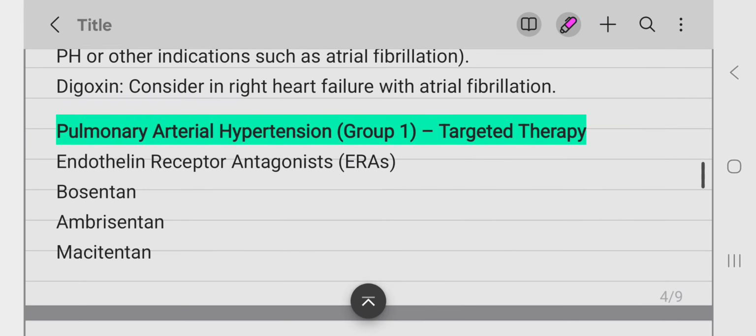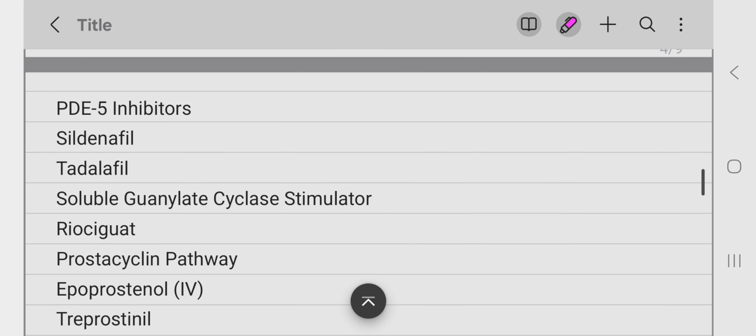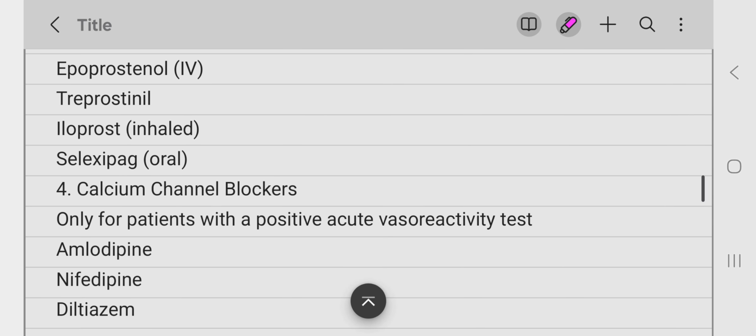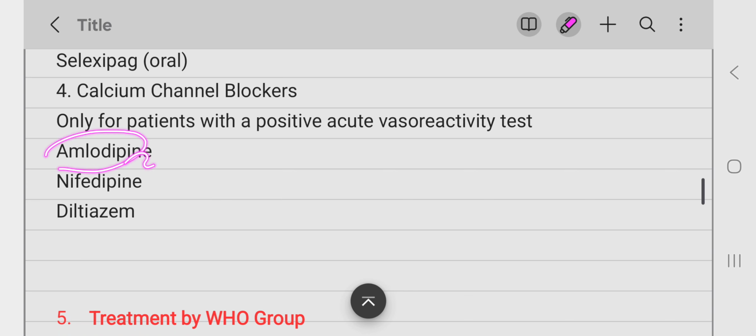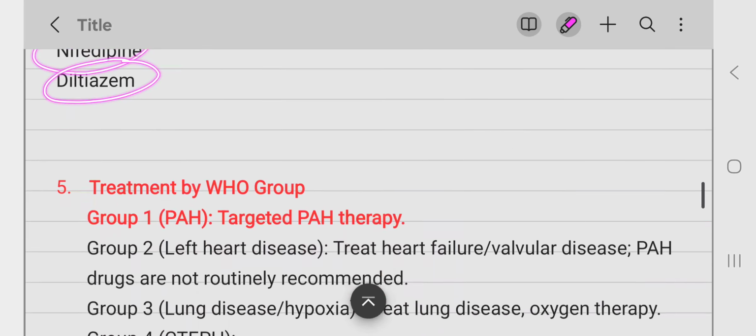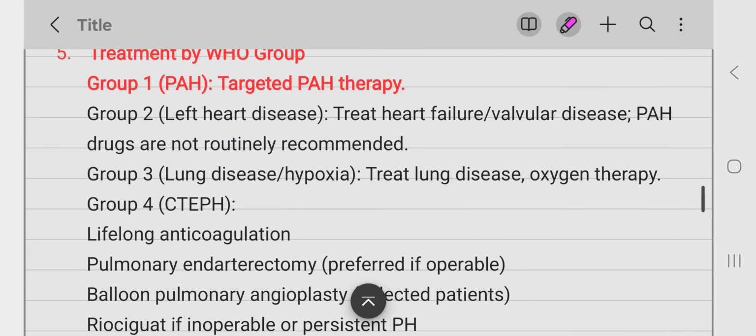These groups are endothelin receptor antagonists, bosentan, ambrisentan, macitentan, PDE5 inhibitors, sildenafil, tadalafil, and prostacyclin pathway agonists, for example, epoprostenol, treprostinil, iloprost, and then calcium channel blockers, amlodipine, nifedipine, diltiazem. These are given for group 1 pulmonary arterial hypertension.